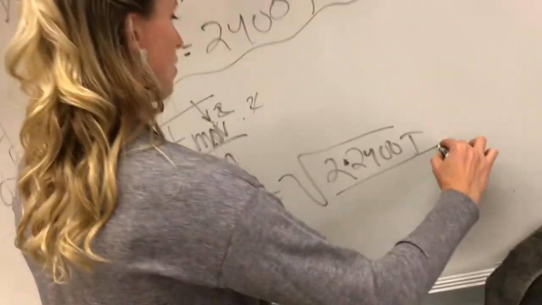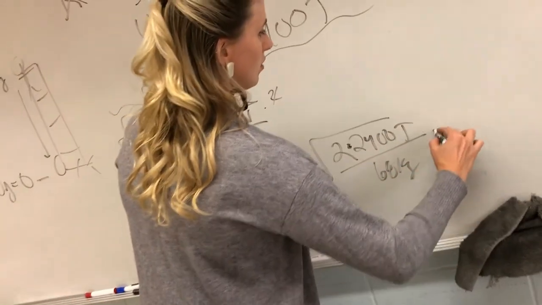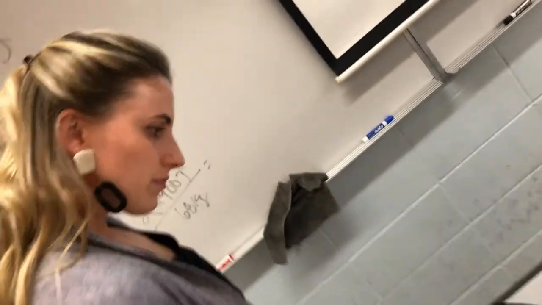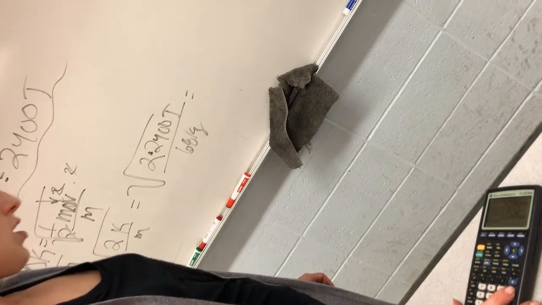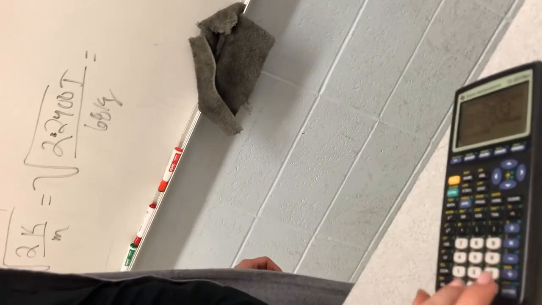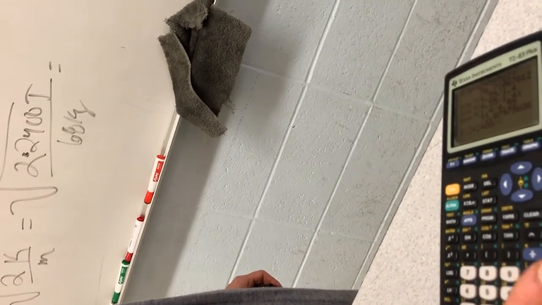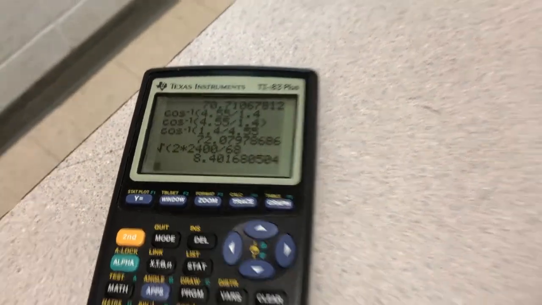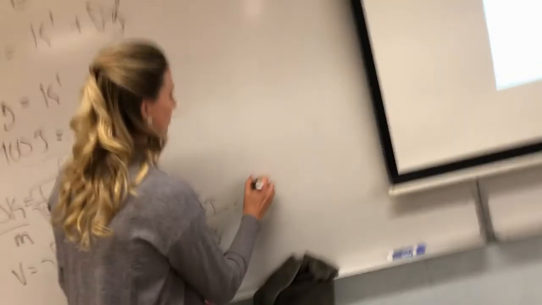2400 joules divided by my mass, 68 kilograms. My pen is running out. Okay, so square root of 2 times 2400 divided by 68, and I get 8.4 meters per second. Does that sound like it makes sense?